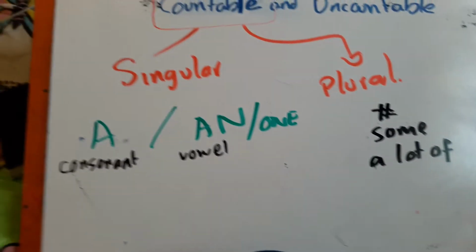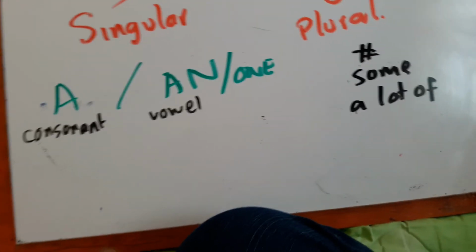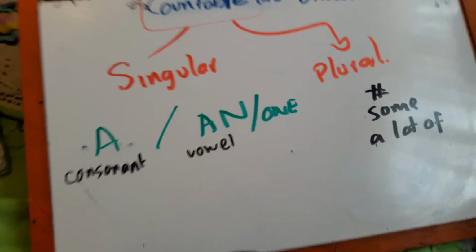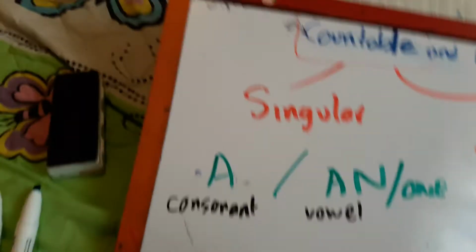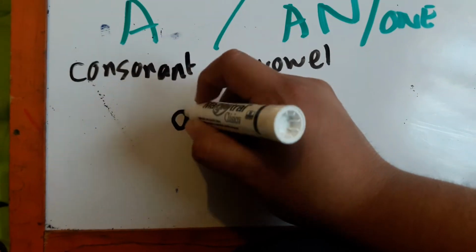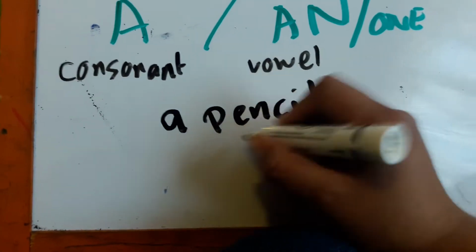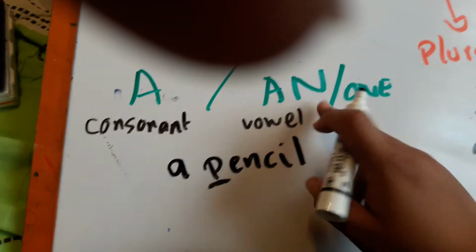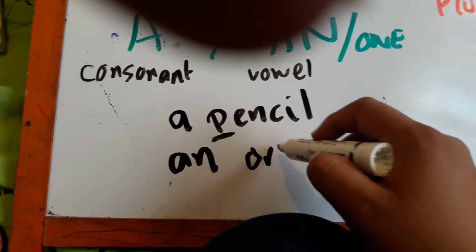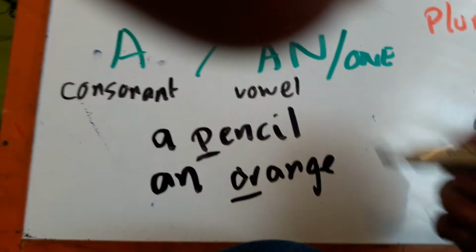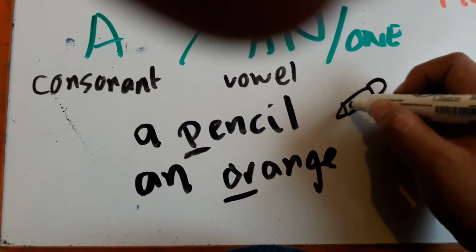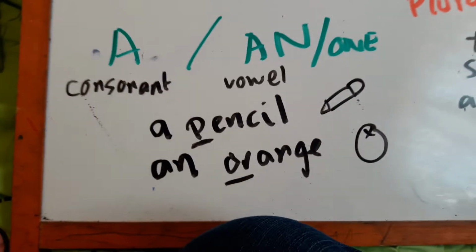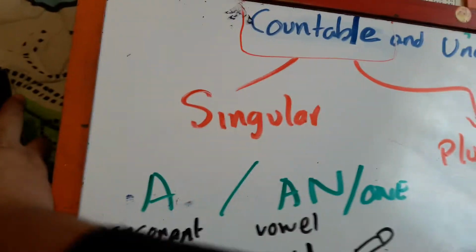Remember that in English we use these with the sound, not with the letter that starts the word, sorry. We use the sound. So for example here, a pencil. We start with P. P sound. It's P. Okay? A pencil. An orange. Okay, this is a pencil, just one. And imagine that this is an orange. Okay, an orange. Remember that it's with the sound.